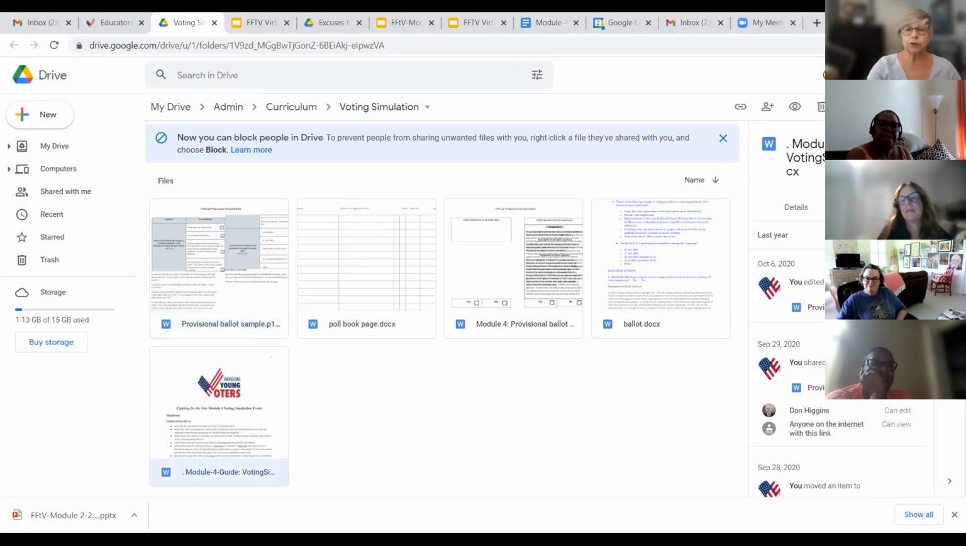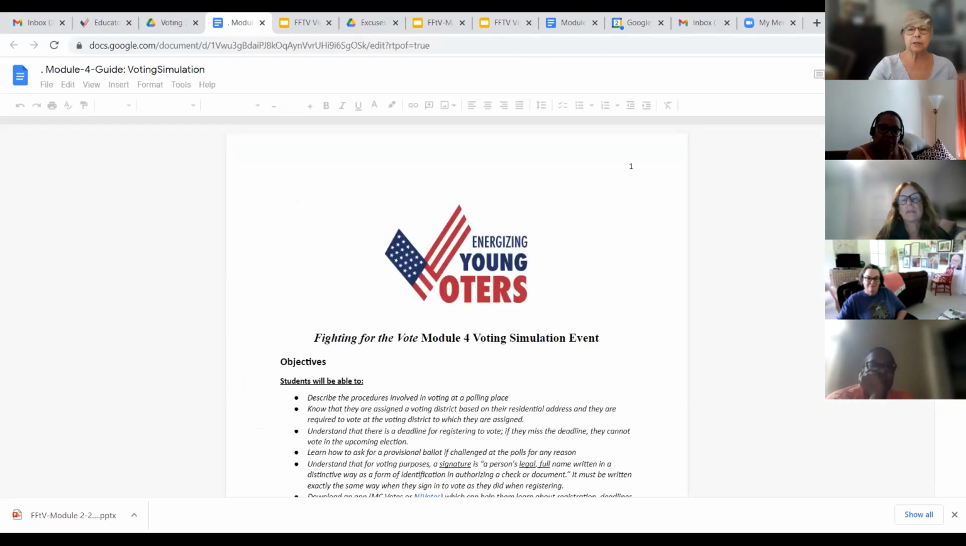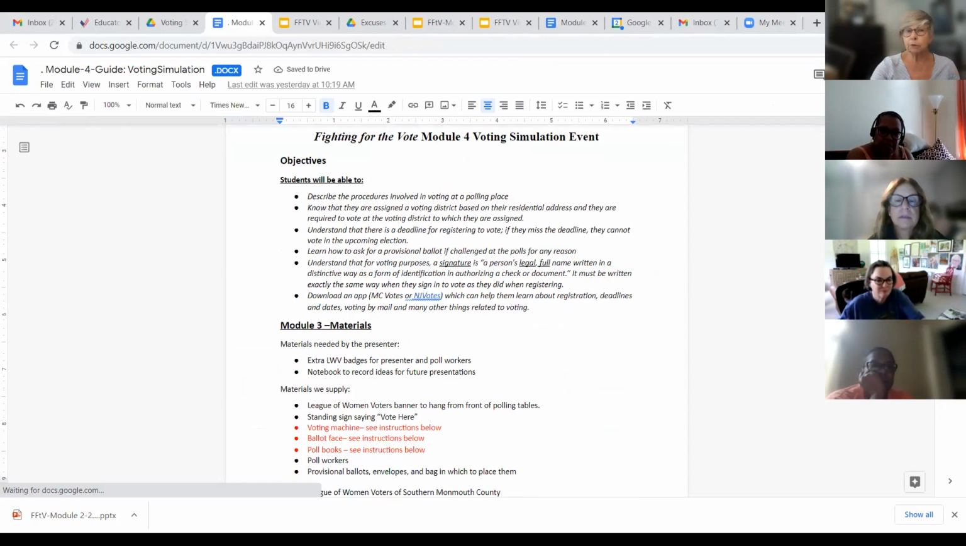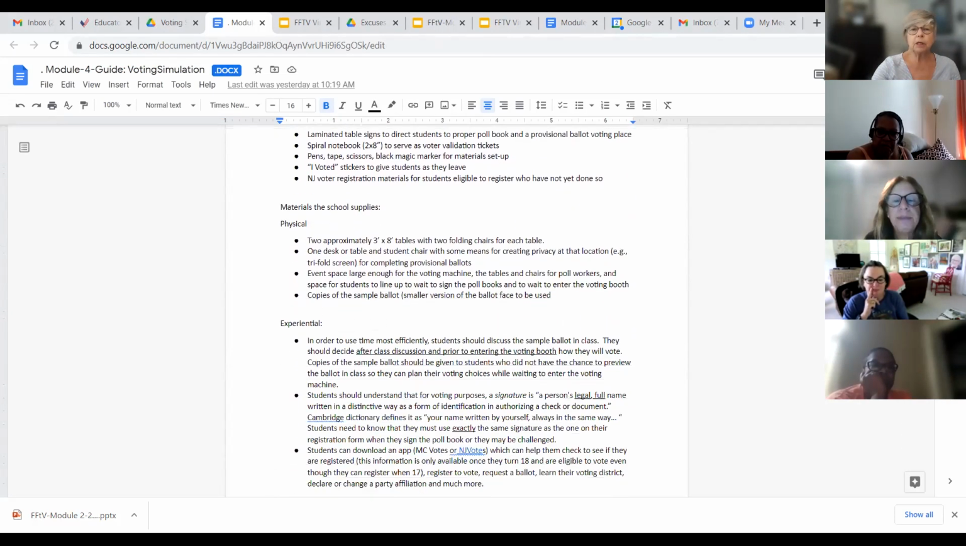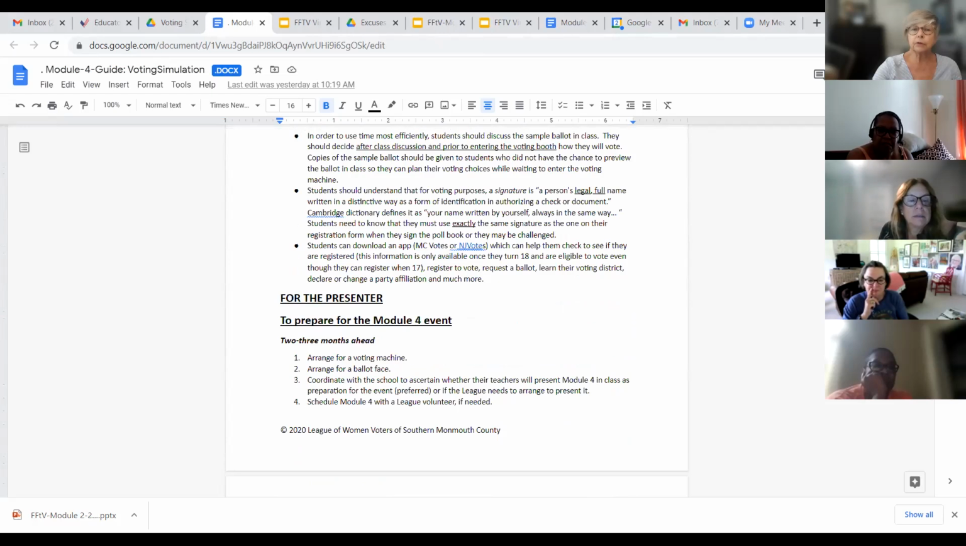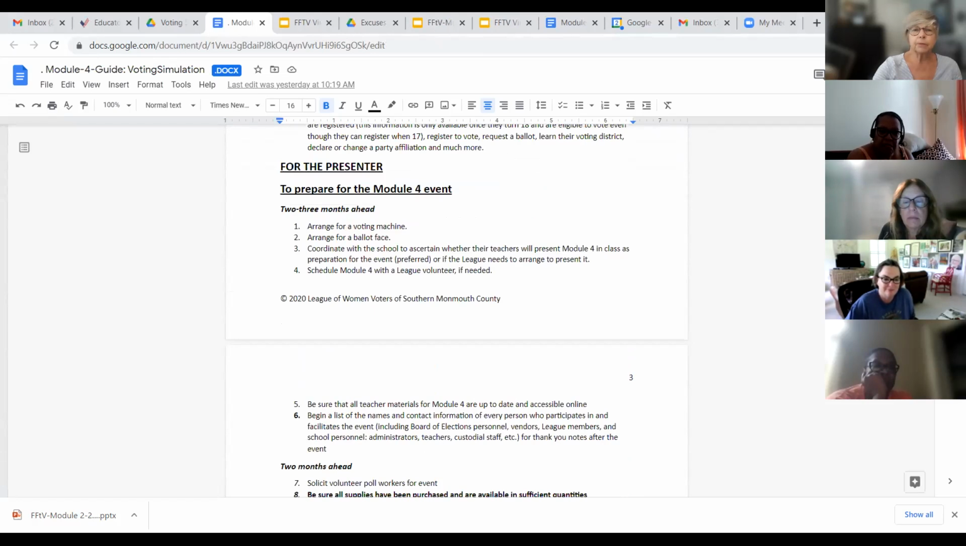Right. In order to run that, because there are steps that you need to take, we developed a handbook for whoever might be doing it, whether it's the classroom teacher, the social studies supervisor, somebody in the community who comes in other than a league member, or a league member, of exactly what the objectives are, the materials that you need, and what the environment should look like, what the teachers need to do ahead of time so that the kids are prepared for this, and then a timeline.